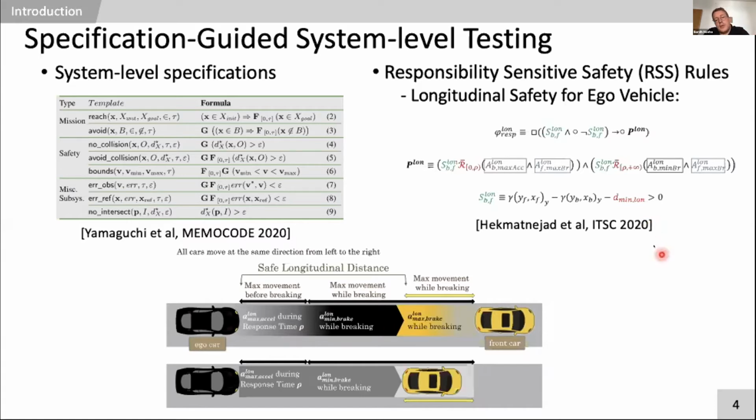But we've shown in these 2 papers that specification guided testing can generate a lot of interesting and unknown behaviors that you need to resolve if you want to proceed with the product.